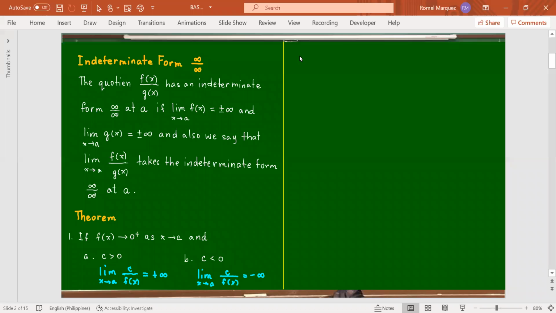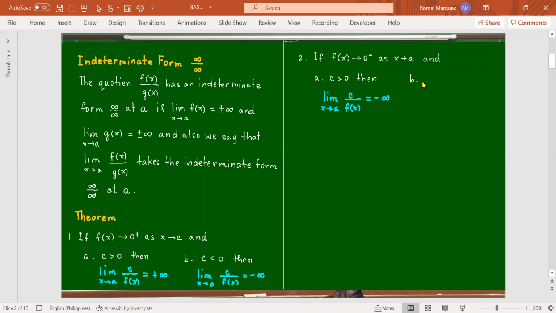Number 2, if f of x approaches 0 through negative values as x approaches A, and letter A, C is positive, then this limit of C over f of x as x approaches A is equal to negative infinity. Okay, guys? Did you get that, guys?